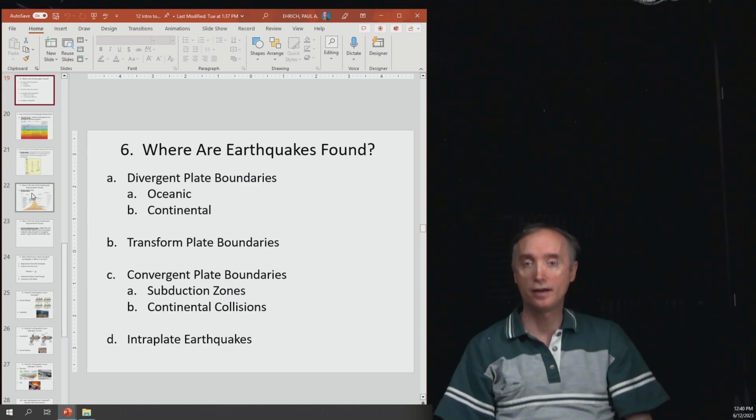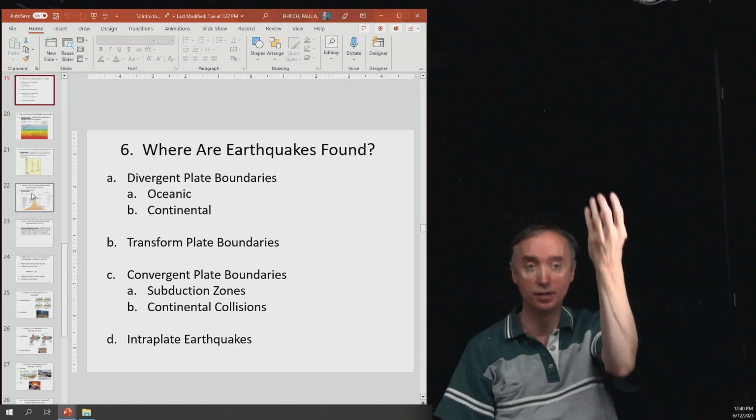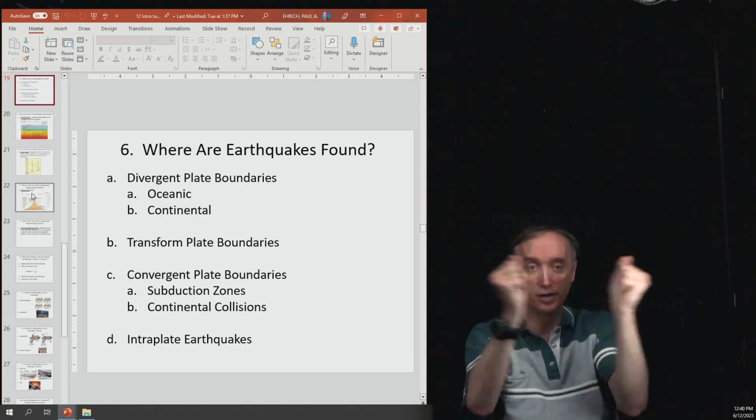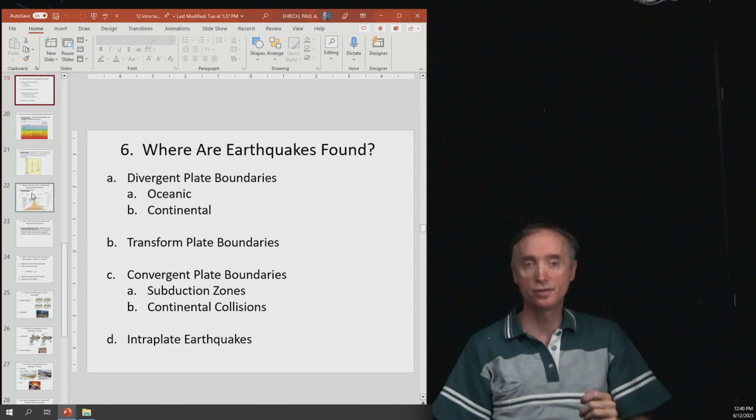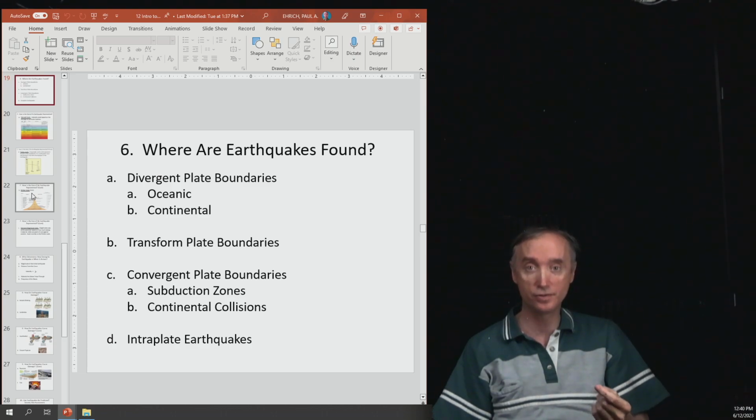You can also have intraplate earthquakes. This is caused as magma comes up to the surface, gets into the rocks, and breaks the rocks apart. That generates an earthquake. But most of the time, earthquakes associated with intraplate activity are not as severe as those at subduction zones and the transform plate boundaries.